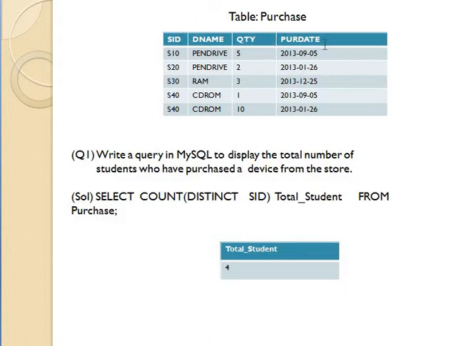Now in this slide, consider the table identified by the name purchase bearing the columns SID, dname, QTY, and PUR date. Based on this table, there is a question below which is asking us to write a query in MySQL to display the total number of students who have purchased the device from the store. Now the total number of students is represented by the column called SID, which denotes the student ID.